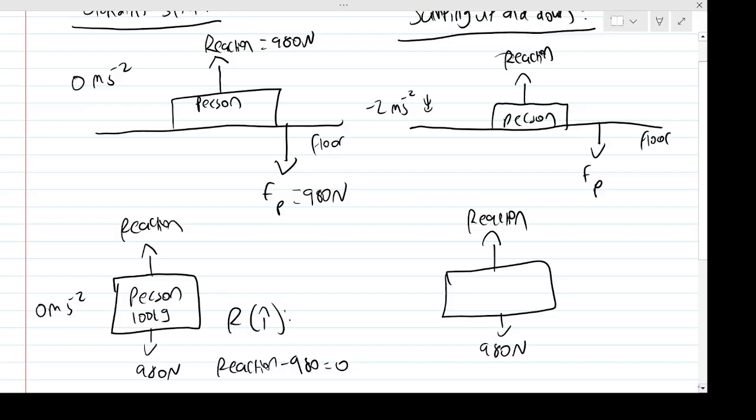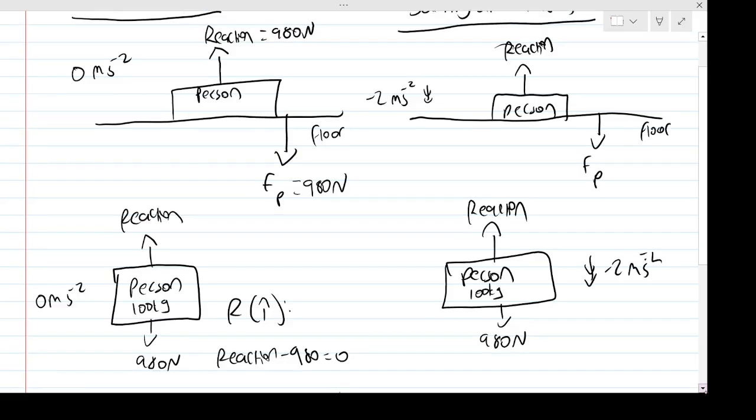So it's not the weight acting on the floor; the weight is acting down on the person. The floor itself has its own force, F of P. Okay, so that's 100 kilograms. So it's decelerating, going down by -2.